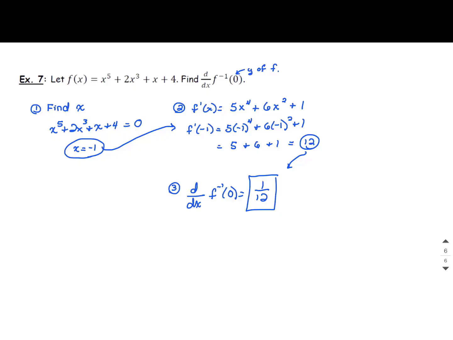That's it, guys. All right? So there we are. We found how to find the derivatives of inverse functions without having to find the inverse itself, because sometimes it's really hard to switch the x and y's and solve for y. You find the matching x value, find the derivative at that x value, and then take the reciprocal.